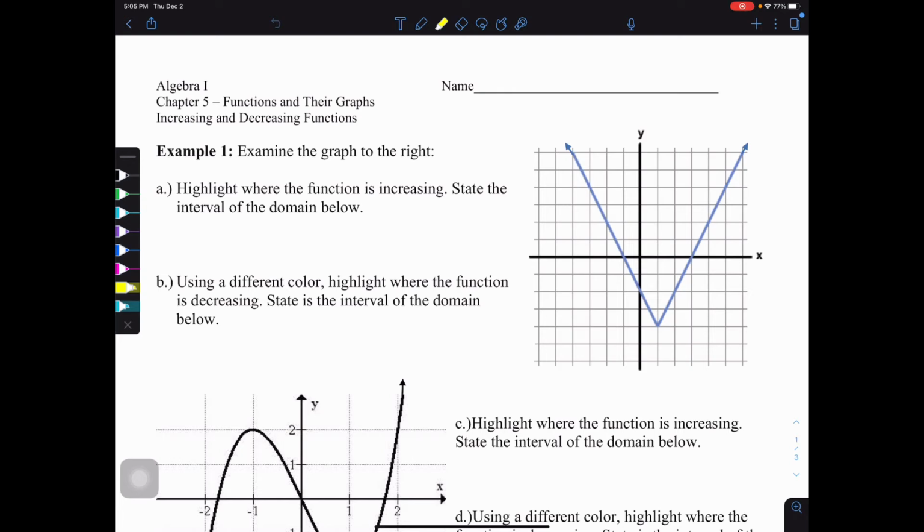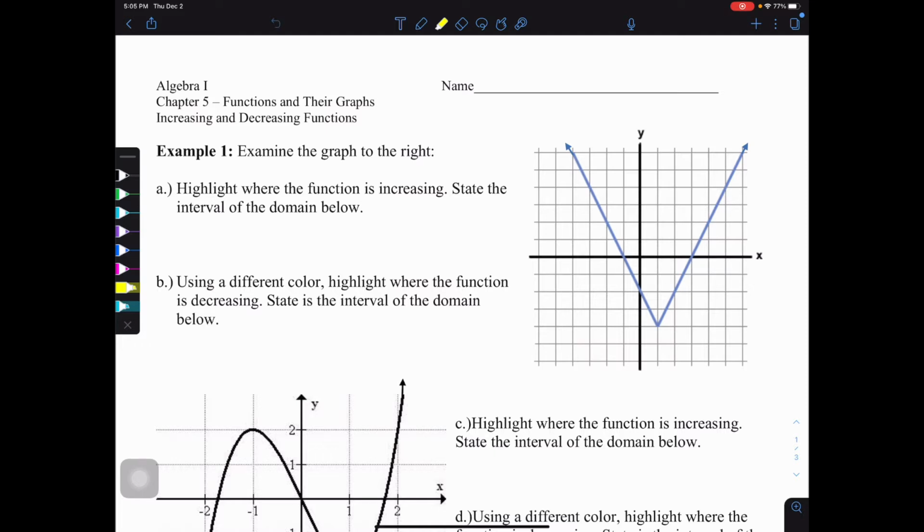Our next lesson is called increasing and decreasing functions. So we're going to take a look at example 1. It says examine the graph to the right. So we're going to take a look at this graph at the right, and at this time I would like you to make sure that you have either 2 highlighters of different colors or 2 colored pencils of different colors.